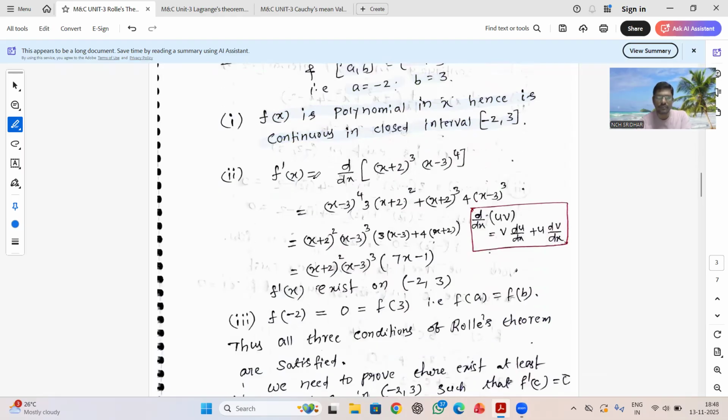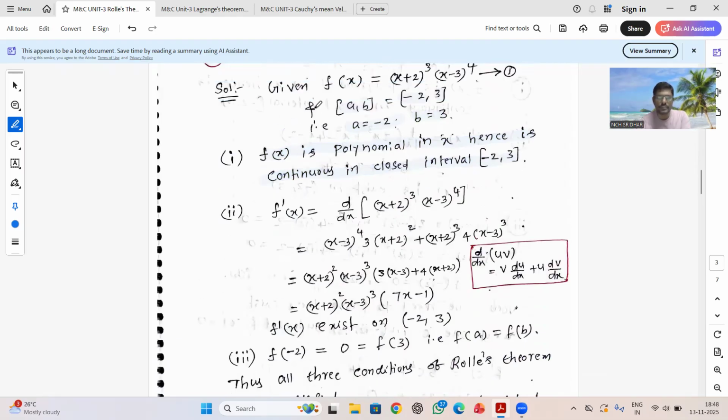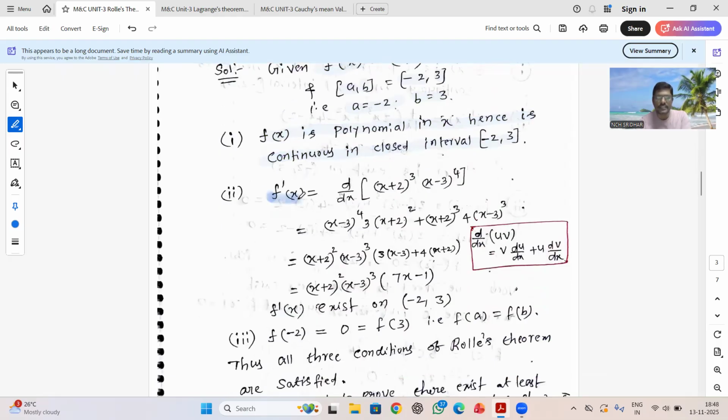f dash x is nothing but differentiating both sides of this function f of x. d by dx of f of x is nothing but f dash x, right? So f dash x is equal to d by dx of (x plus 2) whole cube into (x minus 3) whole to the power of 4. How do we differentiate this expression? This is the u into v formula.